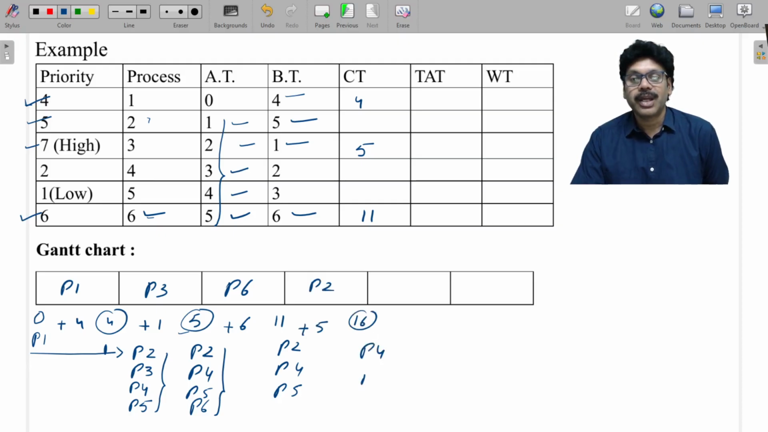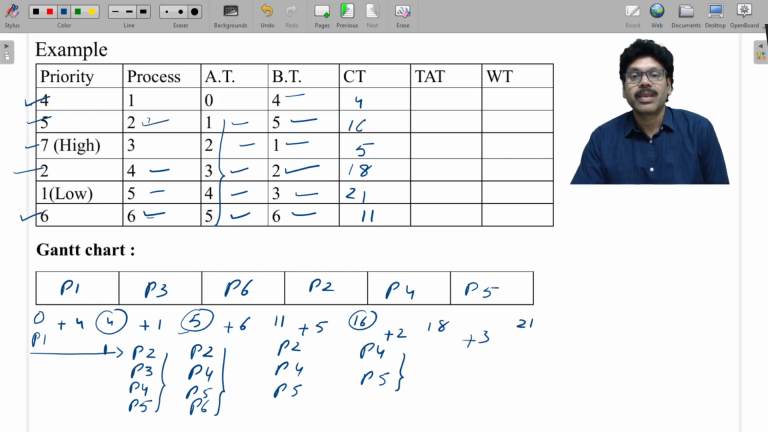And P4 and P5 are there. Now, among these 2, P4 and P5, this is having the highest priority. So P4 is executed. Then after that, P5 is executed. It executed for 2 units of time. Then it executed for 3 units of time. So P2 is completed at 16.